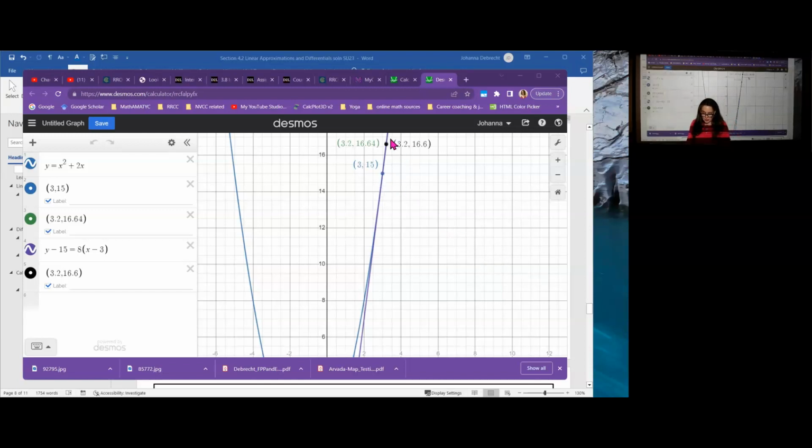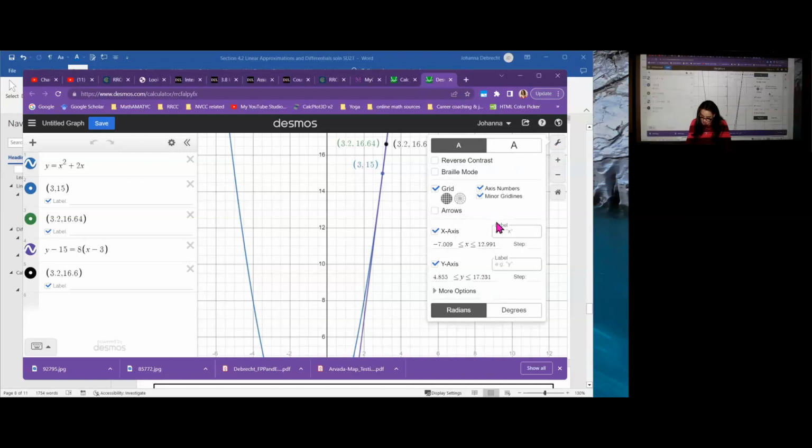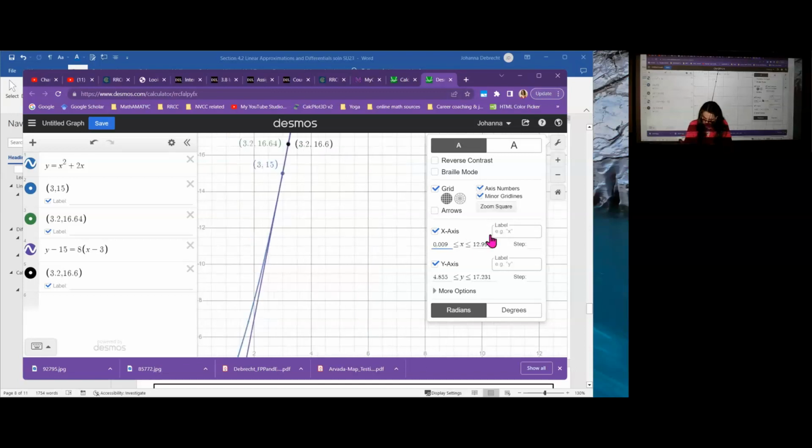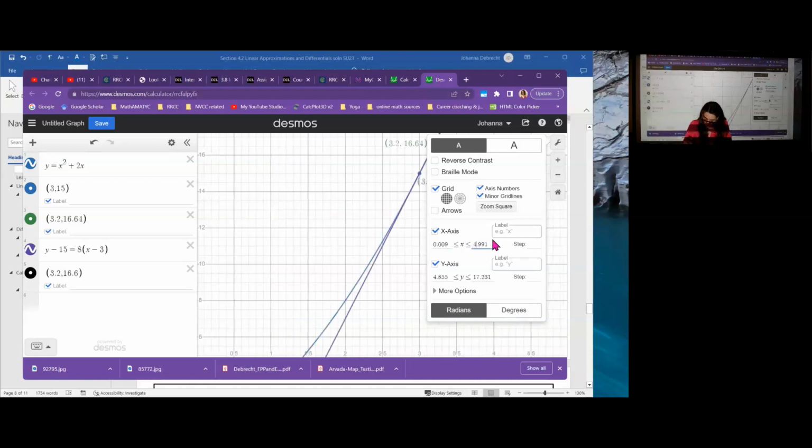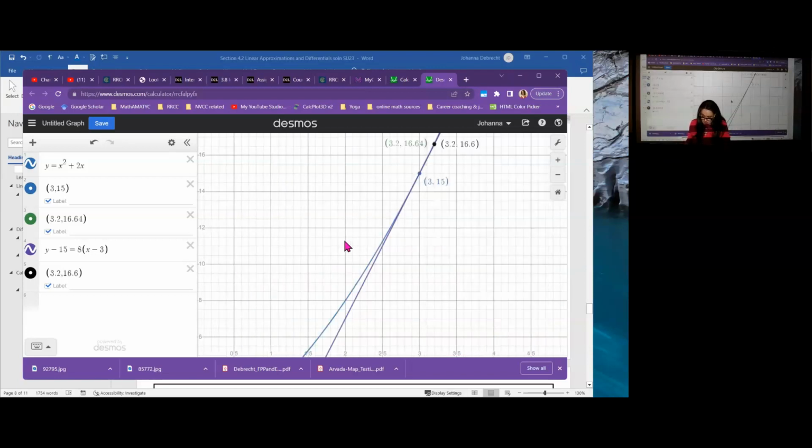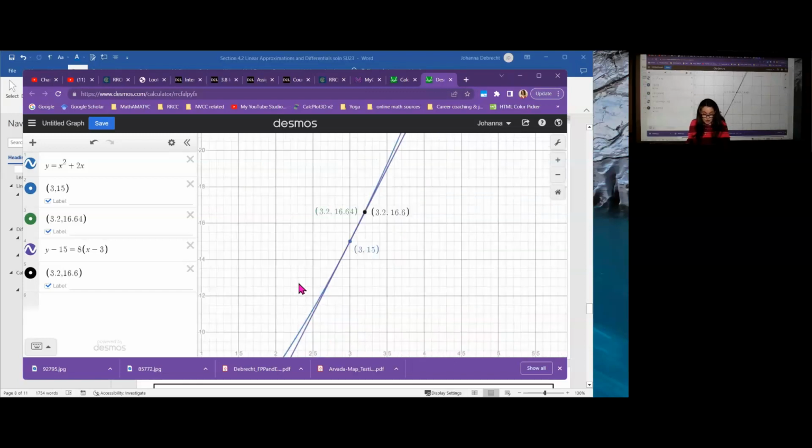I need to zero in and zoom in on the region around 3. I know I want to go up to 3.2 or so, so I'm going to evaluate between, let's say, 0 and 4. Let's see if that pulled them apart enough. No, it did not. We're going to have to go in even more.